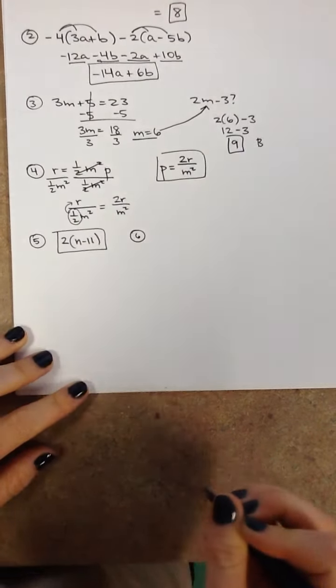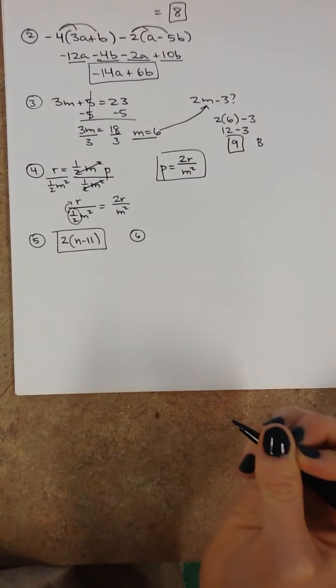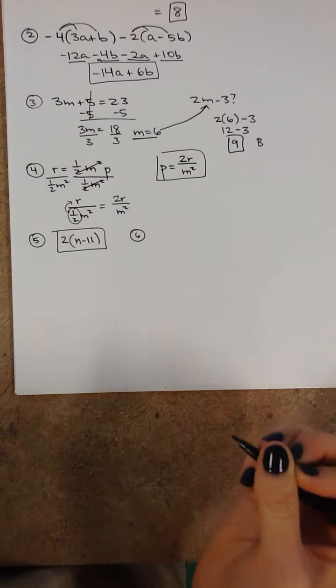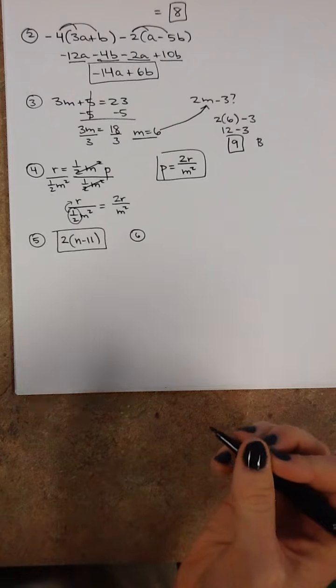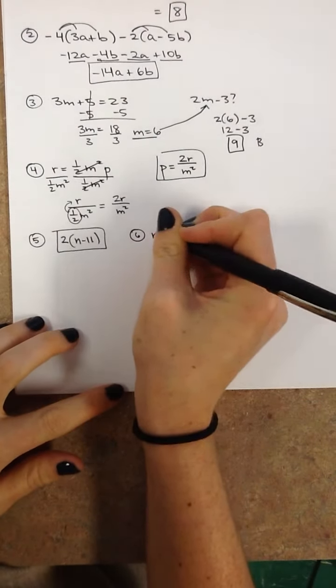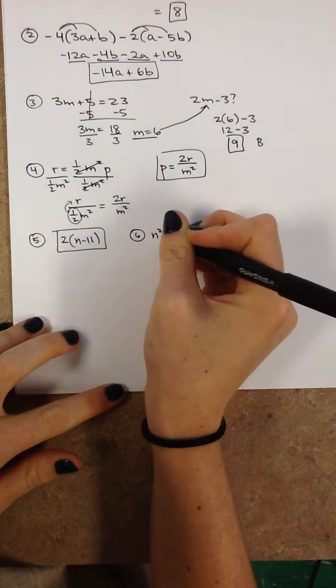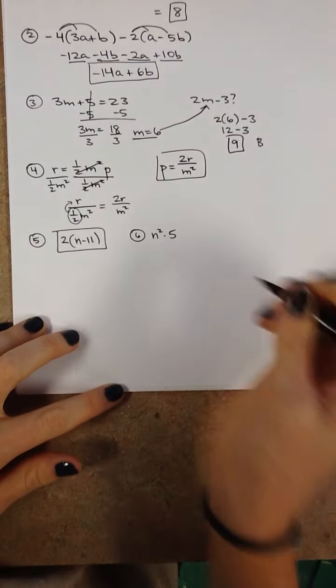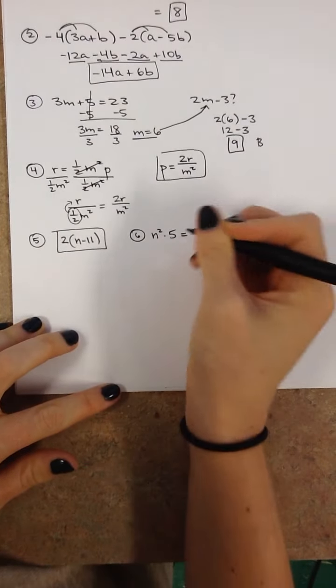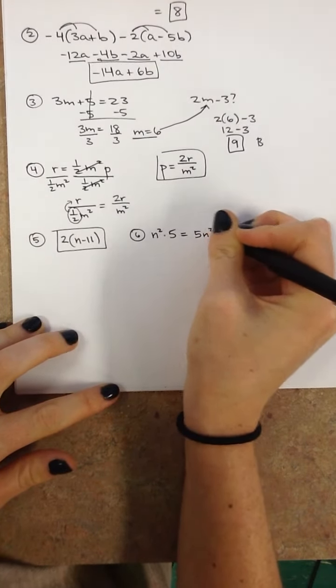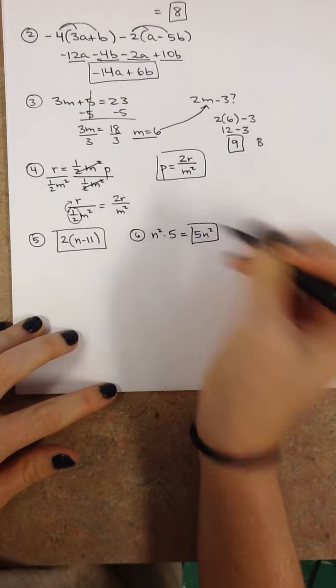Do number 6 right here. The product of the square of a number and 5. Product means you're multiplying. So the square of a number would be the number squared. And then the product of that and 5 would be times 5. You never really see it like that, though. Usually when you're multiplying a constant, it looks like this, like 5n squared. So that would be your answer there.